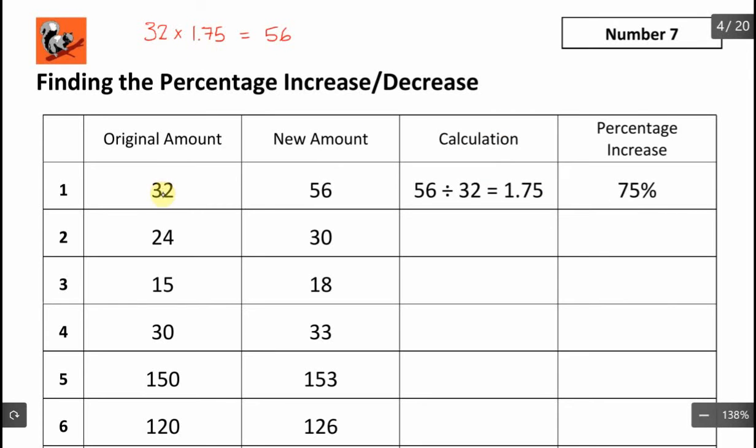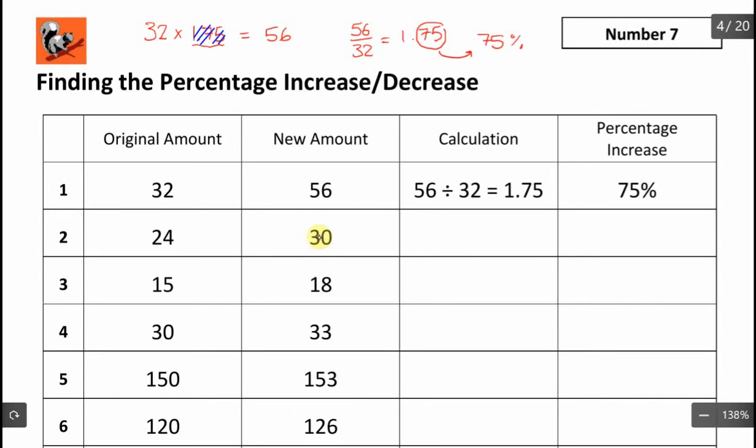Okay, so they told us the original amount, they told us the new amount. If they didn't tell us that, how could we figure it out? Okay, so imagine we didn't know that. Well, we could figure it out by rearranging this equation here and dividing 56 by 32. Okay, so by dividing 56 by 32, that gives us that number there that we pretend we can't see, 1.75. We've then got to take from that the percentage increase, the percentage on top of the 100% that we've got there. Okay, so that's all we're going to do on this page.